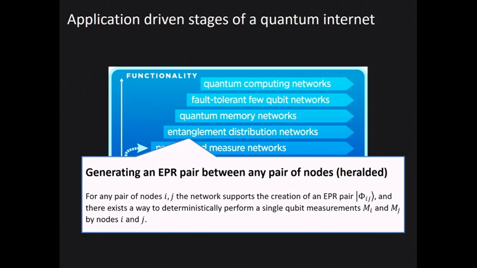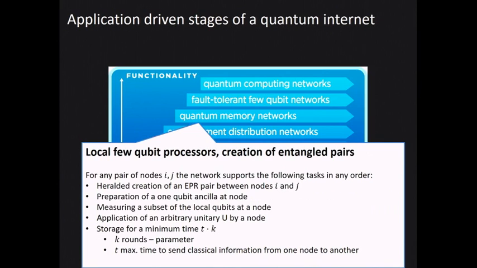All right. You can also imagine that you have quantum memory networks, and this becomes a little bit more complicated. We've defined it in such a way that, of course you may have more qubits, but that you can generate EPR pairs. So you have all the functionality from below. You can prepare at least one qubit in any state, you can measure any qubits at the node, you can apply an arbitrary unitary, and you have some storage time.